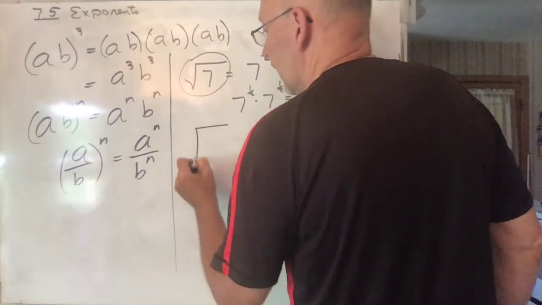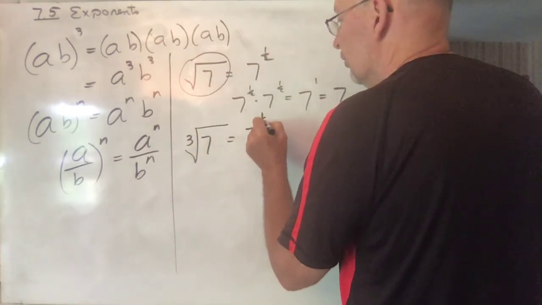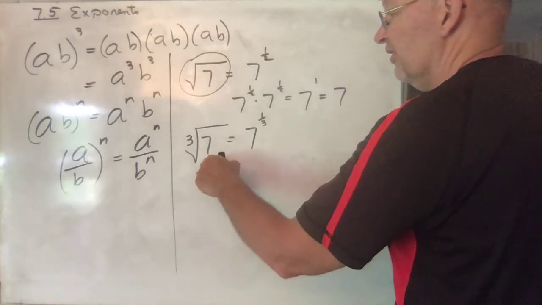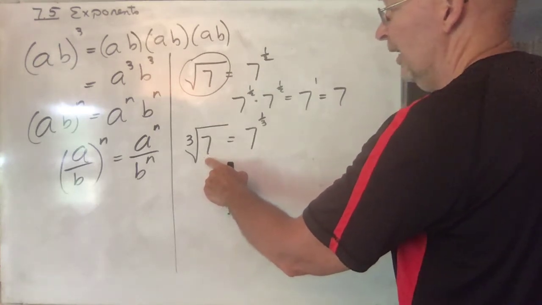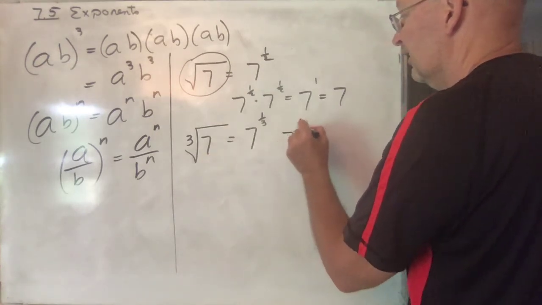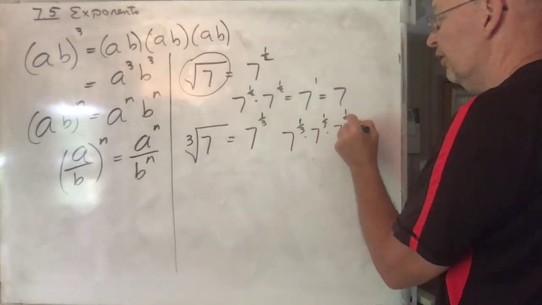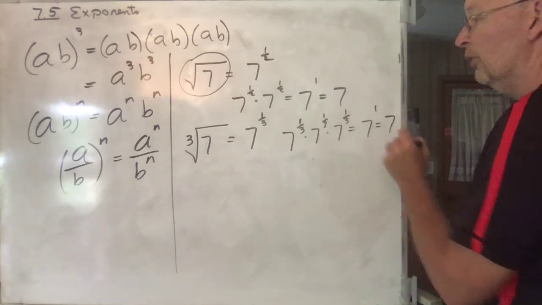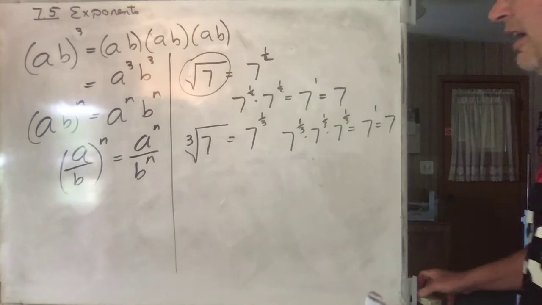Similarly, if you have the cube root of 7, you'd want to write that as 7 to the 1/3 power. Why? Because this is the number, by definition, that when you multiply it by itself 3 times, you get 7. And if I take 7 to the 1/3 times 7 to the 1/3 times 7 to the 1/3, that's going to be 7 to the what? 3/3 is 1, which is 7. So that makes sense to write it like that.